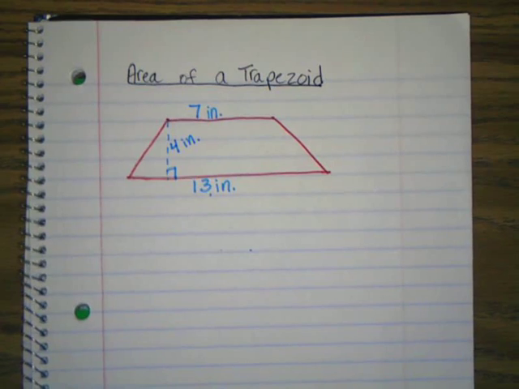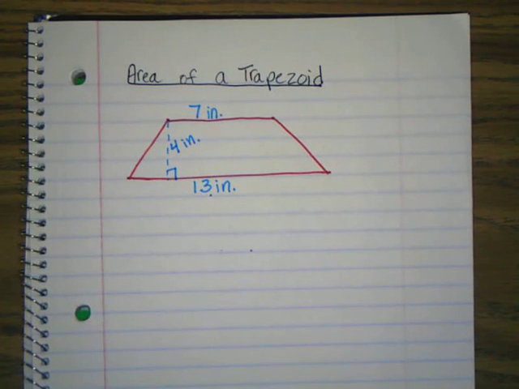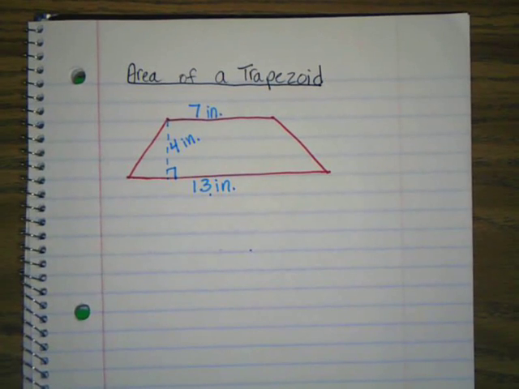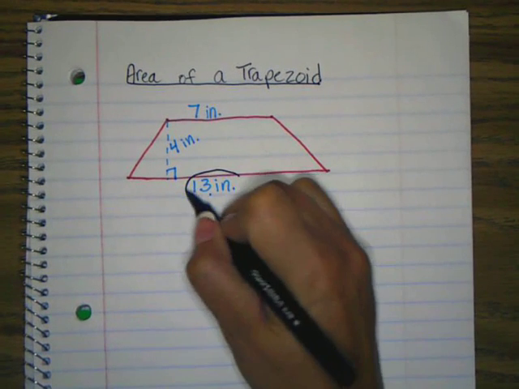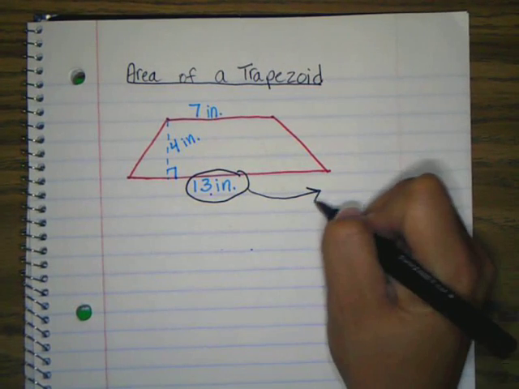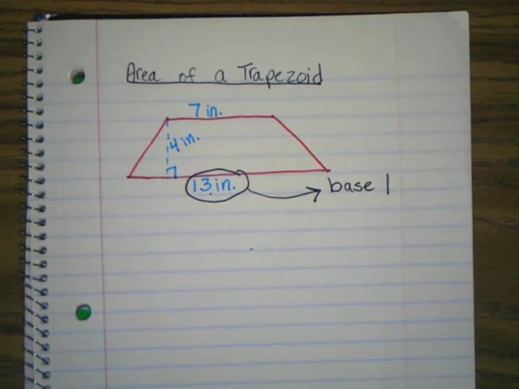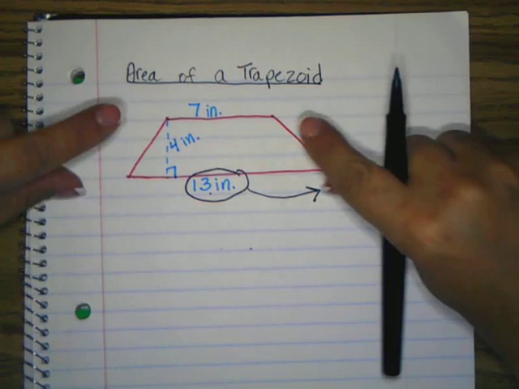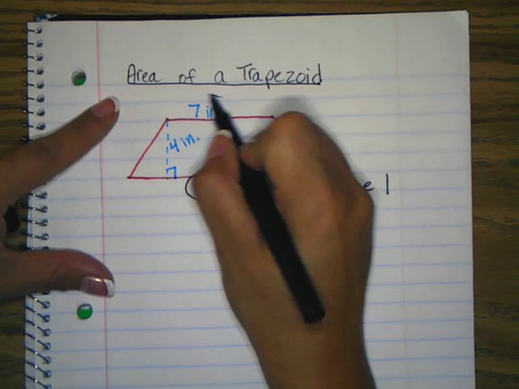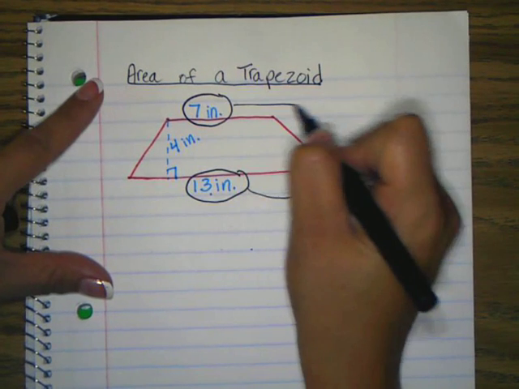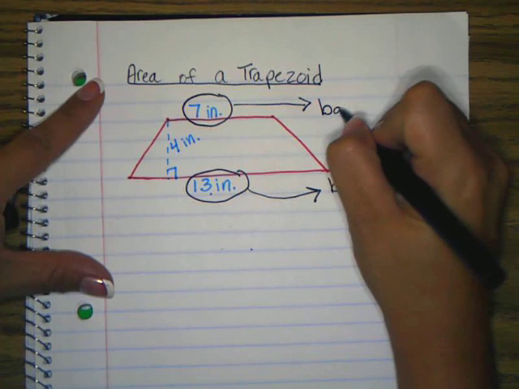So the first thing we're going to talk about, remember how triangles and parallelograms have a base, something they sit on? So a trapezoid has 2 bases. So we're going to label this one, just draw a circle. We're just going to call it base 1. But if I turned it upside down, this side could also be a base. So that's going to be base 2.